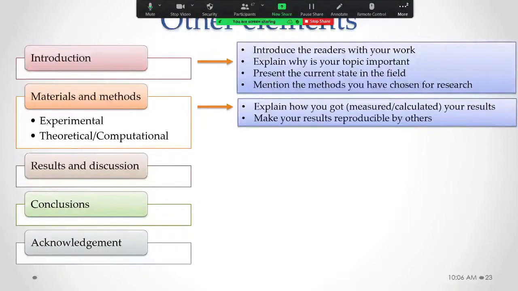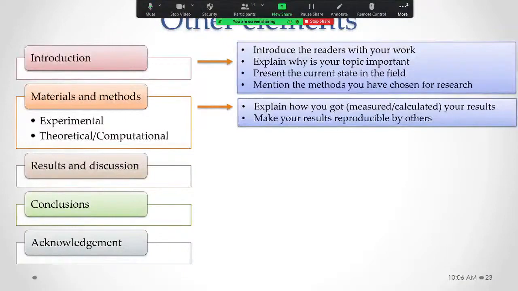For example, if you do calculations, as I am doing, I have to always mention which levels of theory I'm using, which approximations are being used. If I'm, for example, simulating the ultraviolet spectra, I have to clearly mention which, for example, density functional I have used. You have to mention in this chapter everything which would allow other scientists to reproduce your results.